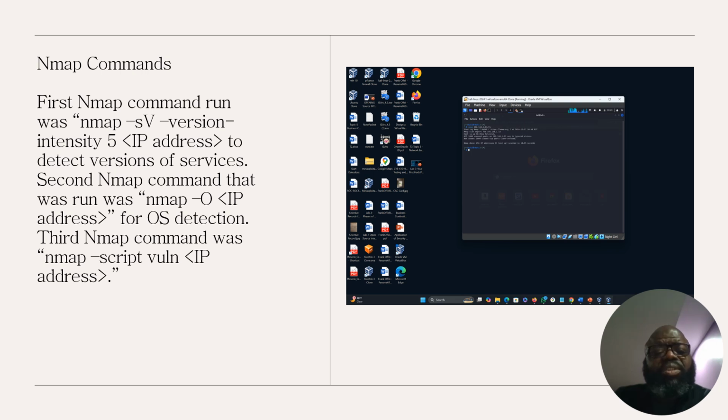To detect the version, the second nmap command that I ran was nmap -O with the IP address of my system, and it was detected. The third command was the nmap script vulnerability scan on the IP address to detect all the vulnerabilities within my virtual machines.